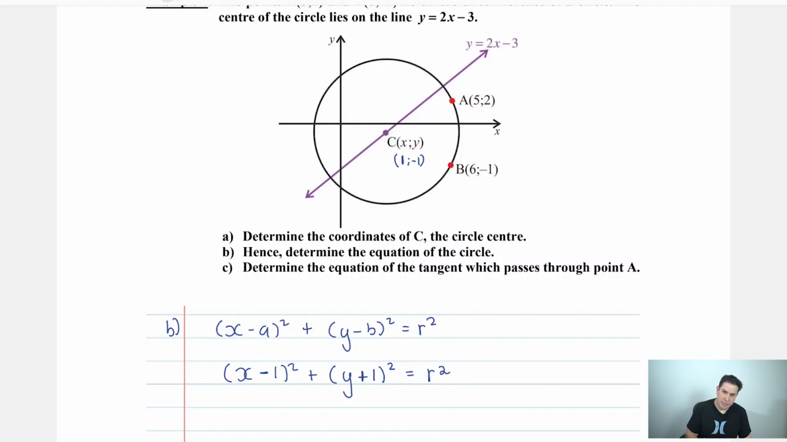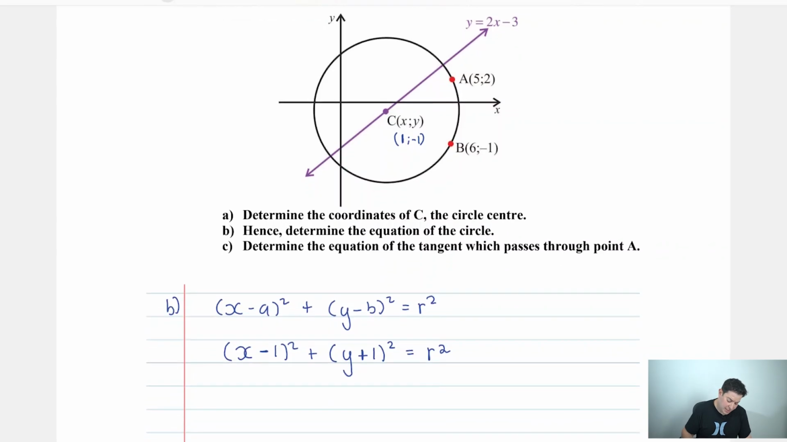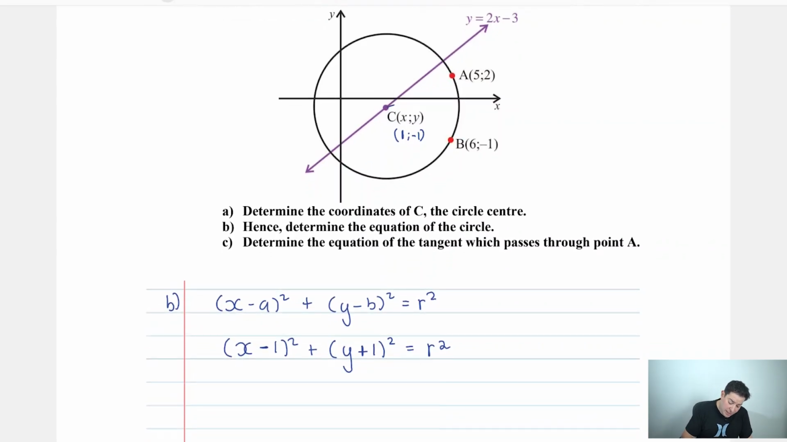So now again, there's two ways that we can find the equation of the circle. We just need the radius. So we can quite simply use distance formula to work out what r squared is. So r squared is equal to x minus 5 all squared, I'm using point A here for the distance formula, you could also use point B, plus y minus 2 all squared. But what is x and y? X is 1 and y is minus 1.